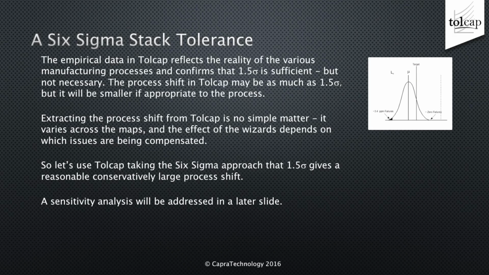So let's use Tolcap, taking the 6 sigma approach, that is, that 1.5 sigma gives a reasonably conservatively large process shift. And that's for now. Later on we can do a sensitivity analysis to show what happens when the process shift is in fact less than 1.5 sigma.